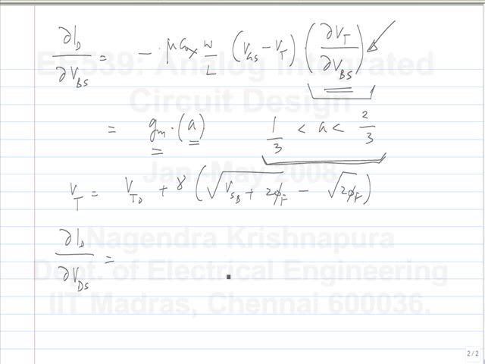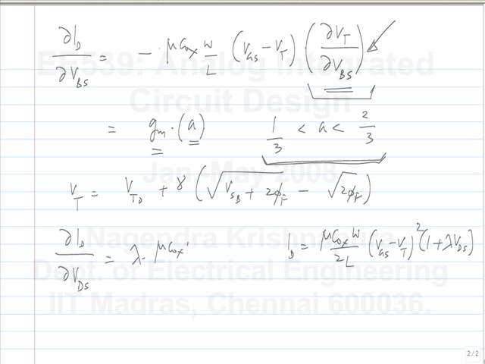What is this? First of all, from the expressions we have so far, we have even ignored the dependence on VDS. So ID itself should have lambda, VDS dependence in it. So the derivative with respect to VDS will become... so clearly this is an approximate expression. You say that it is lambda times the bias current.